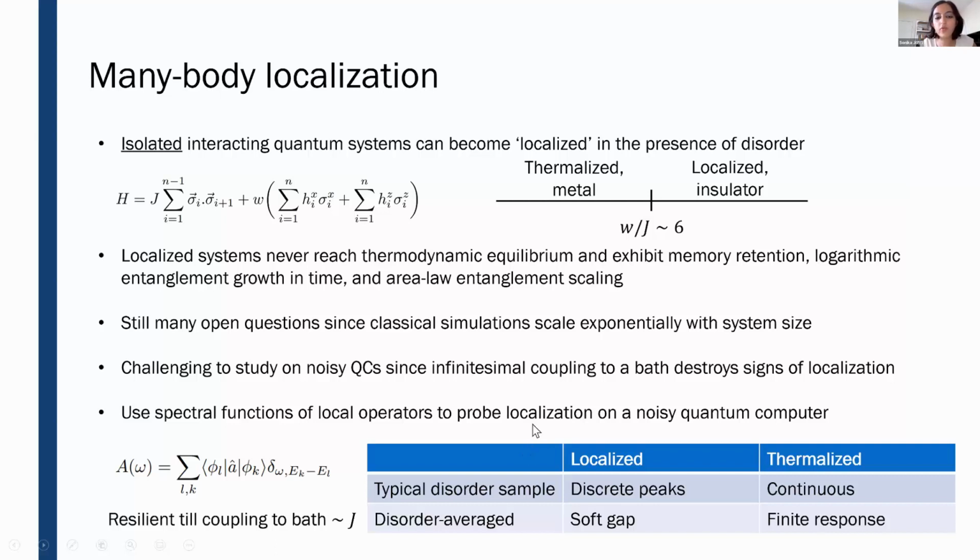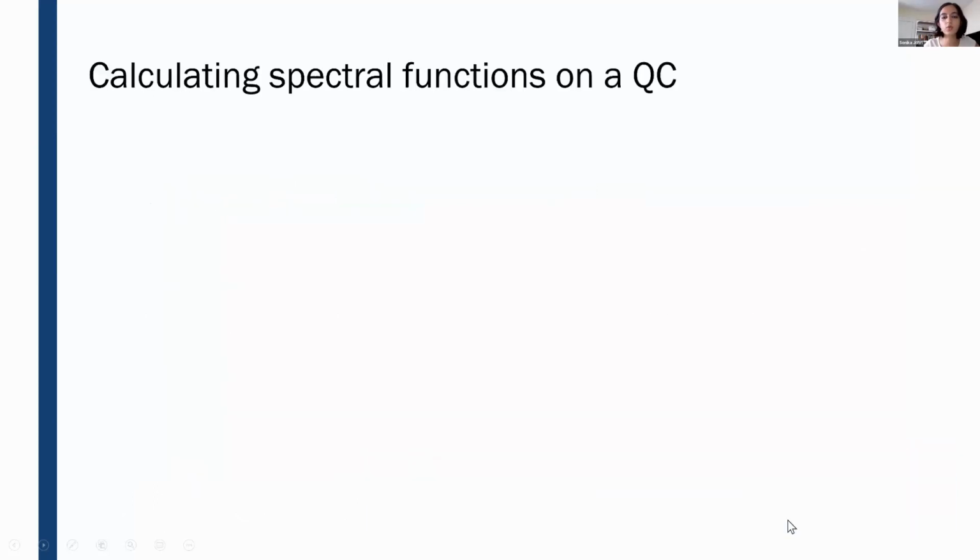And what we expect to observe in the spectral function is that when you're in the localized phase, near zero frequency you expect a suppression of the spectrum. Whereas when you're in the thermalized phase, near zero frequency you'll have a finite response in the spectrum. That's the main thing we expect to observe.